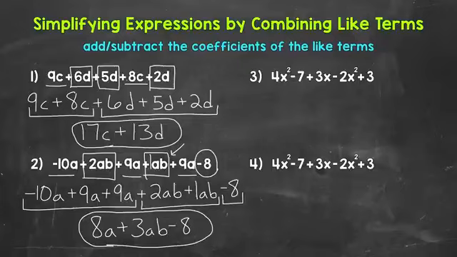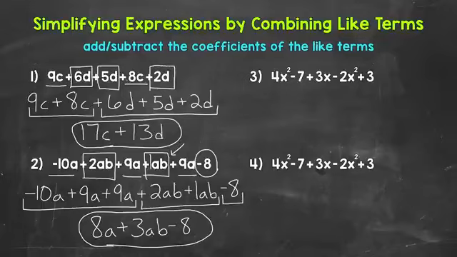4x squared minus 7 plus 3x minus 2x squared plus 3. We're going to go through this two slightly different ways. First, we will go through simplifying the expression as it currently is, and that's for number 3. For number 4, we're going to rewrite the expression so all of the terms are separated only by addition. We will talk more about that strategy once we get to number 4.